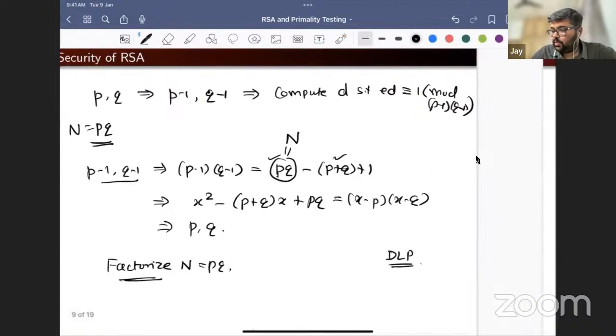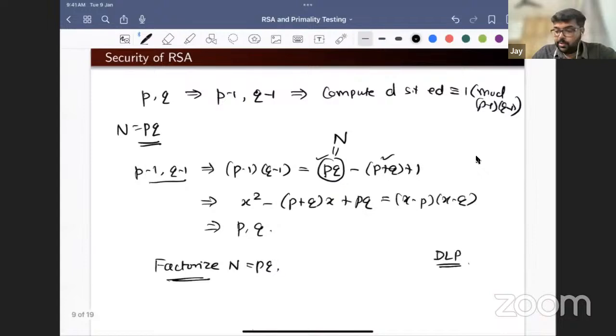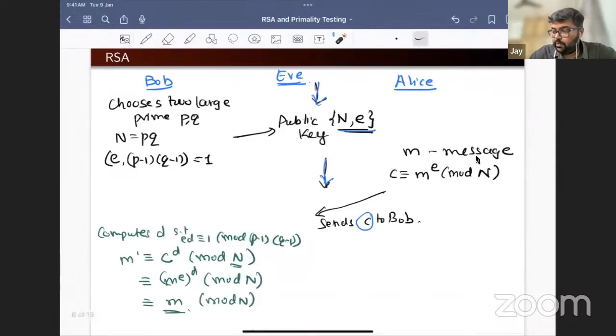Okay, so now the question is from Bob's point of view. We are not going to see Eve's point of view, how to factorize. There are many methods. One of the popular methods is Pollard's P minus 1, which we study in detail in cryptography. But how to generate large primes?